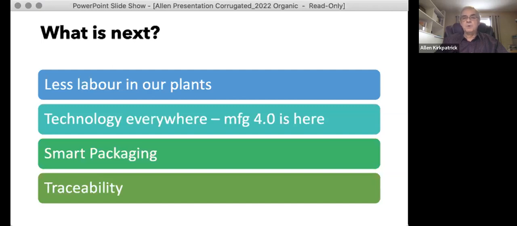To be honest, we might need more plants because running 24 hours a day isn't easy. We should maybe run on two shifts a day with more plants and better equipment. I think we might be a better industry if we went down that road. Technology is everywhere. Manufacturing 4.0 is here.